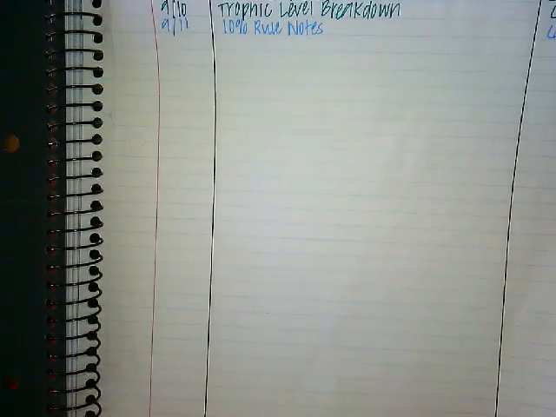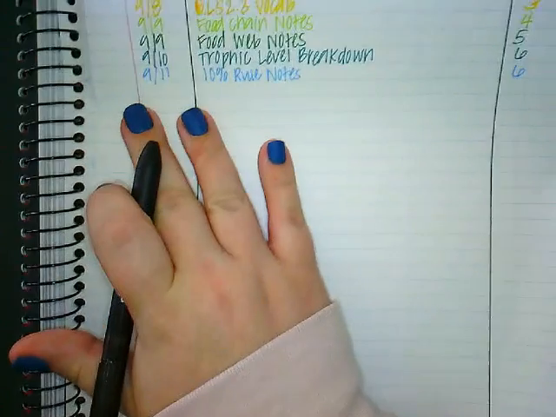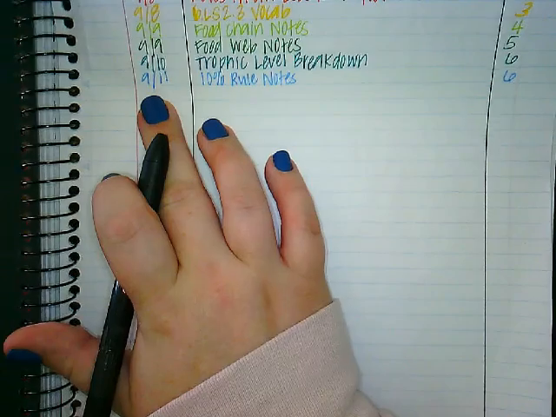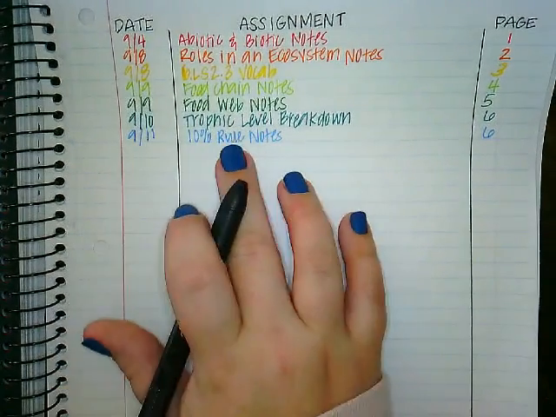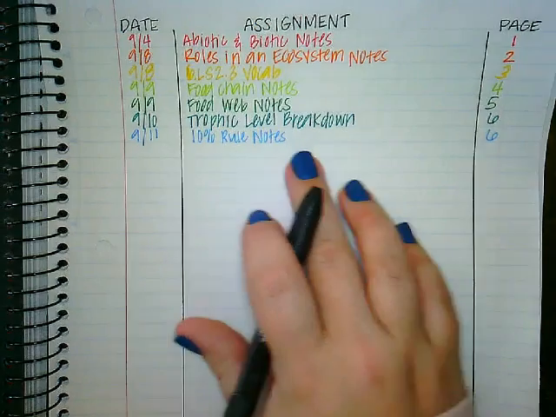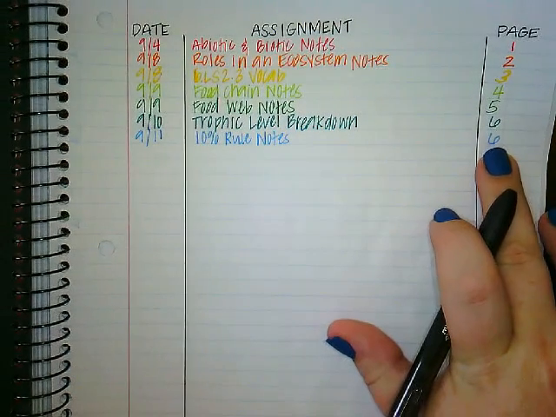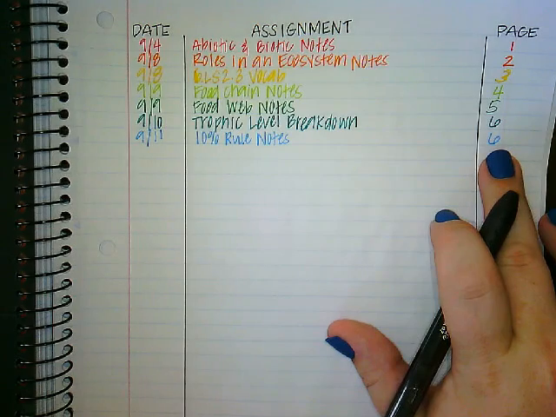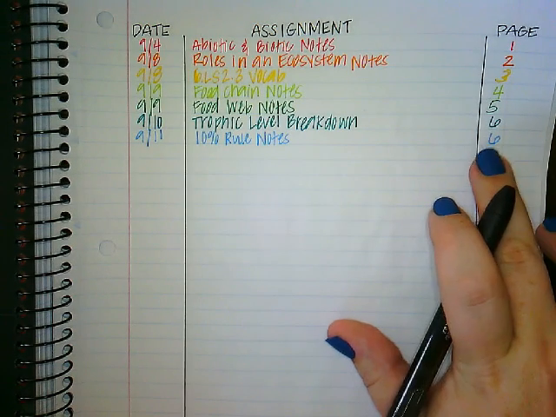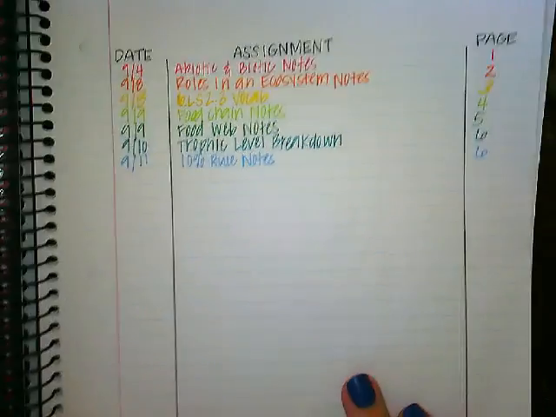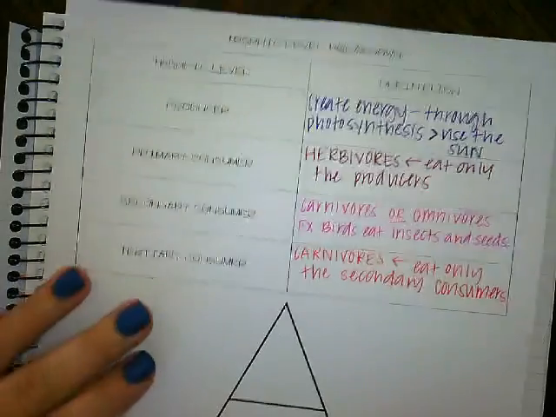Let's go ahead right now and add to our table of contents before we get started. You'll notice that I've already added to mine. So you're going to add 9/11 over under the date side. You're writing 10% rule notes as your assignment title. And these are actually also going to go on page 6 because we were just using the bottom half of the paper from yesterday. So we're going to have a double 6 right here. Once you have that done, you can go ahead and flip to page 6.